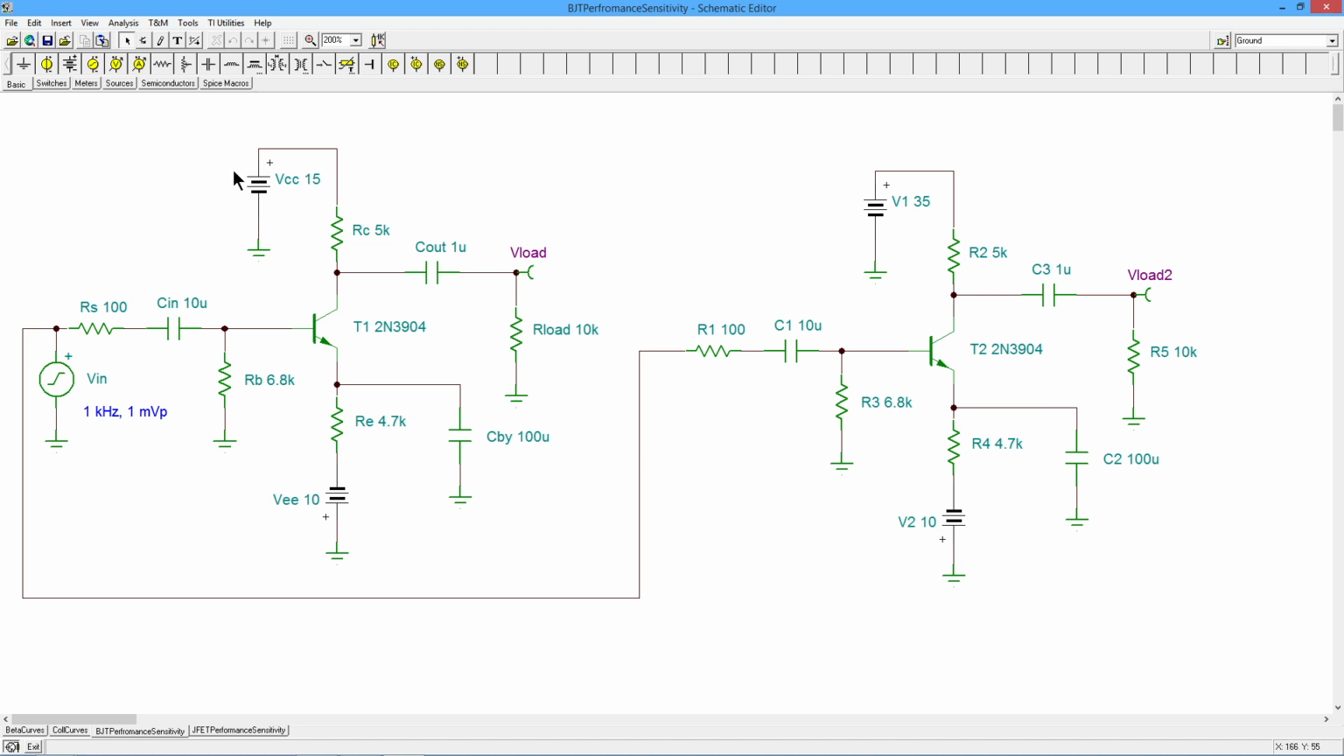And most of the parameters are not going to change much at all. They're going to change by very, very small amounts. But there are some that will change wholesale. For example, the collector voltage, we're going to see a big change there.